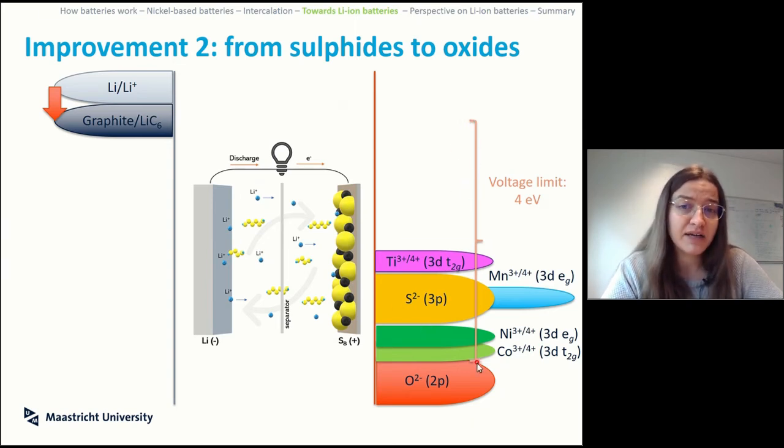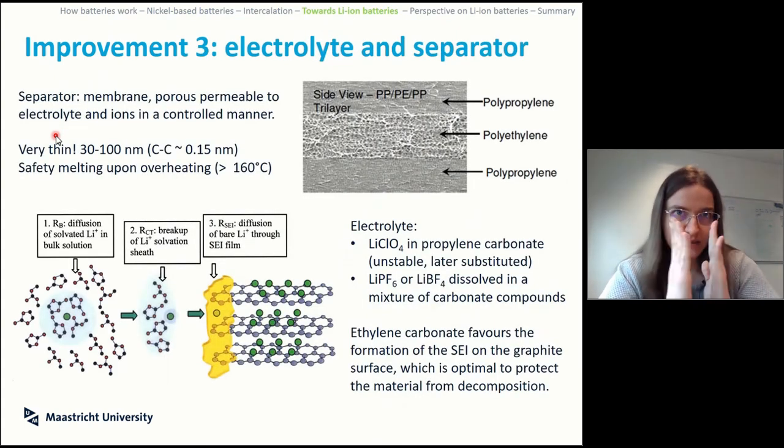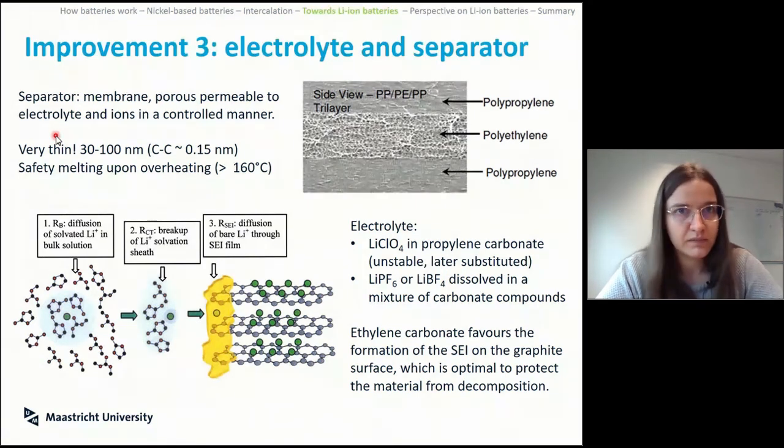This is a huge bridge of voltage limits. It opens to a voltage limit of 4 electron volts or more, paired with a graphite electrode. Amazing. The last arrangement was making sure that now you have these materials, you know how to put in between them, how to arrange your electrolyte.